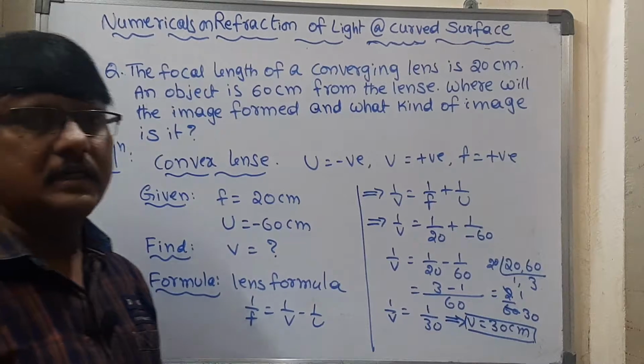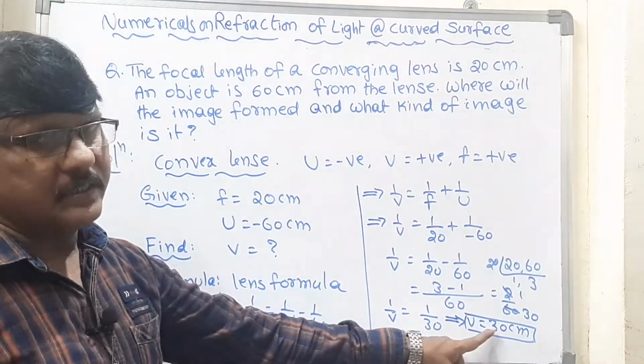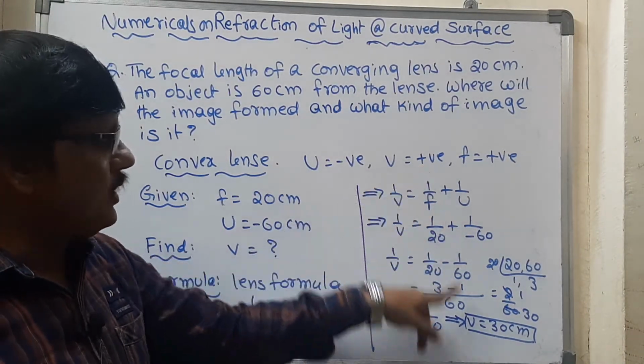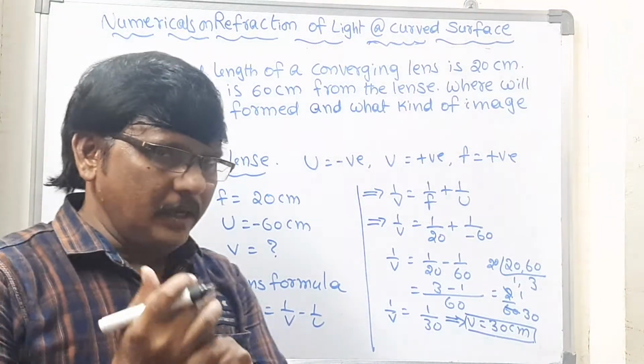Then you can also check whether the answer is correct or not. v is equal to 30 centimeters. The sign is positive, and for a convex lens v is positive, and here we got a positive value. So we can say that is the exact answer.